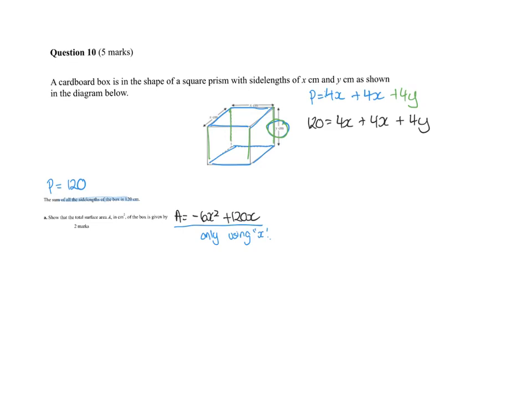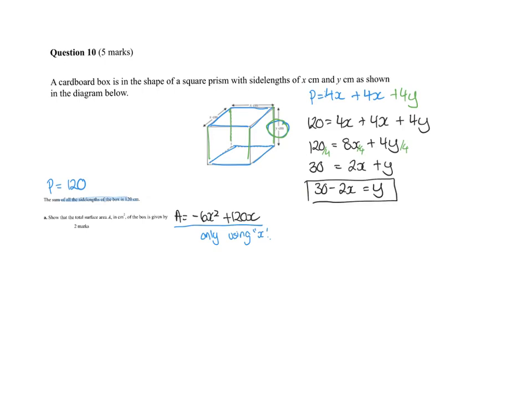So I am going to rearrange this so I get y in terms of x. So really what I've got here is 8x plus 4y. Okay, I could divide everything by 4 and get 30 equals 2x plus y. So I just divided everything by 4 to simplify it. Okay, and then I'm going to keep rearranging. I'm going to say that 30 minus 2x equals y. So now I have y in terms of x.